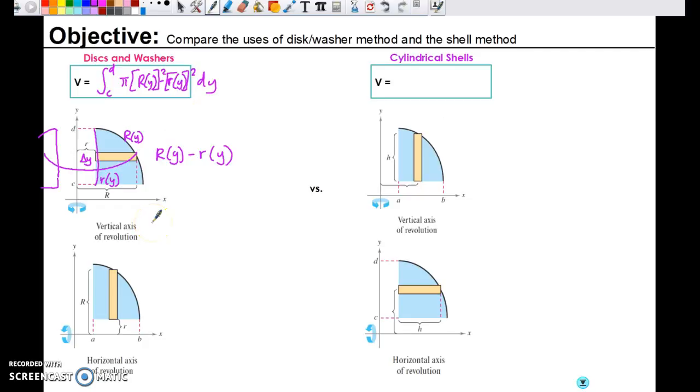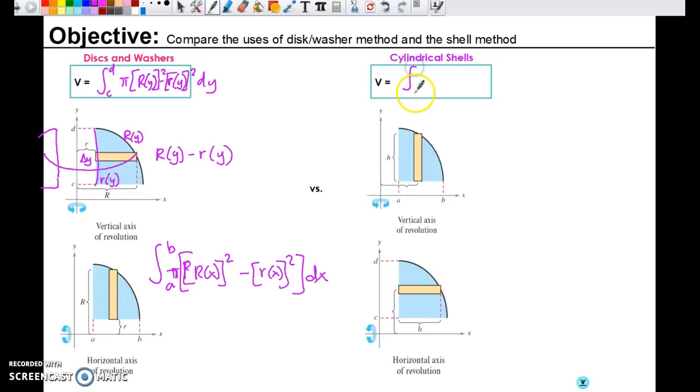And of course, if I have a vertical axis of revolution, then it's going to be the same thing, except I'm using different bounds of integration, which are x values. I'm going to have pi times the capital R of x squared, which is the outer radius, minus, again, I should say that pi is multiplied by the whole thing here, the inner radius of x squared dx. And for shells, we're using the circumference formula.